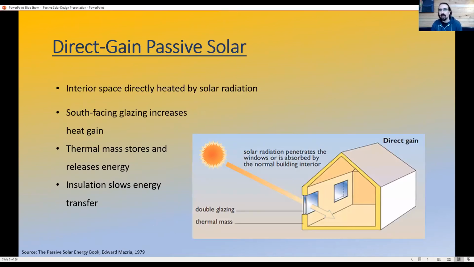There are two main types of passive solar design. The first is a direct gain passive solar, where the interior space is heated directly by the solar radiation. The sunlight coming into the home is captured and stored. We see that there's south-facing glazing. The windows allow that sunlight into the home. The solar radiation is transferred inside the space and then stored in a thermal mass that then slowly releases that energy throughout the day. And then having a good insulated building envelope allows that energy to be in the areas that we want it and not to escape where we don't.